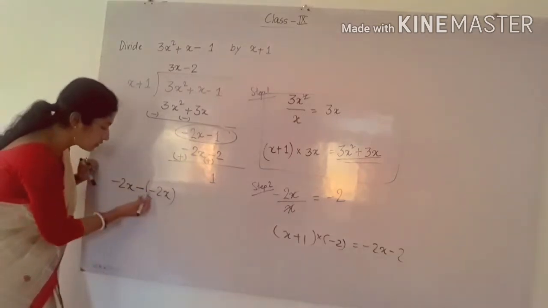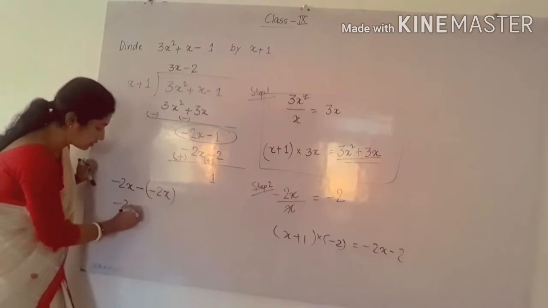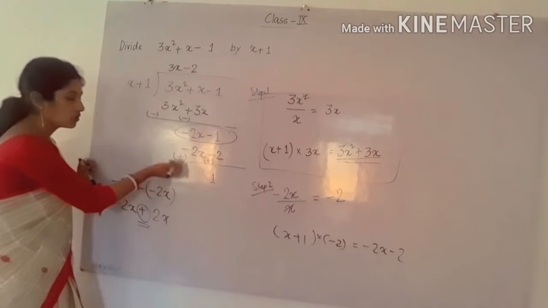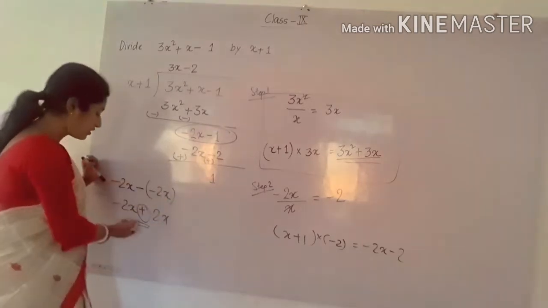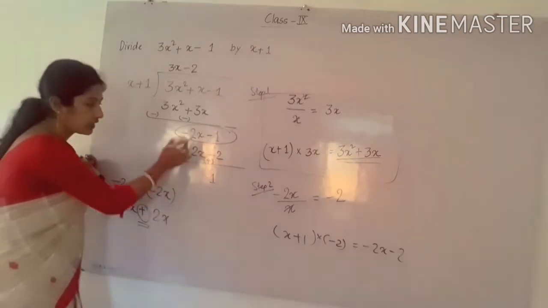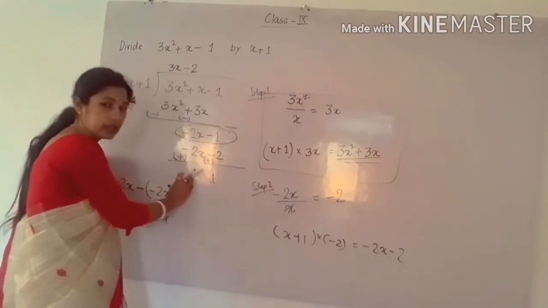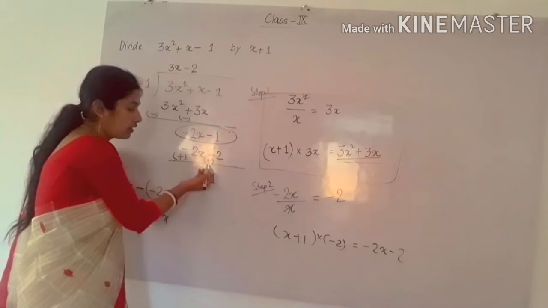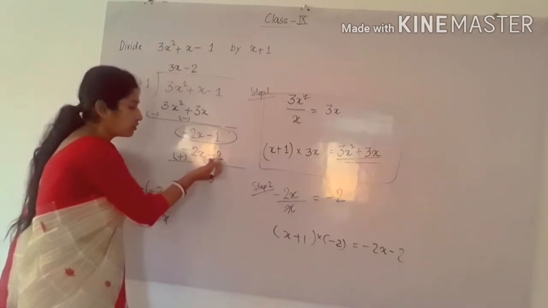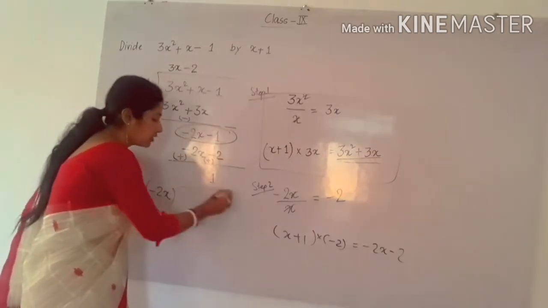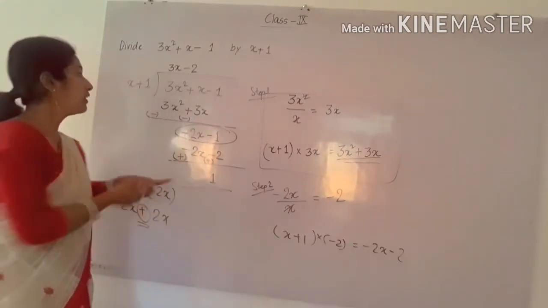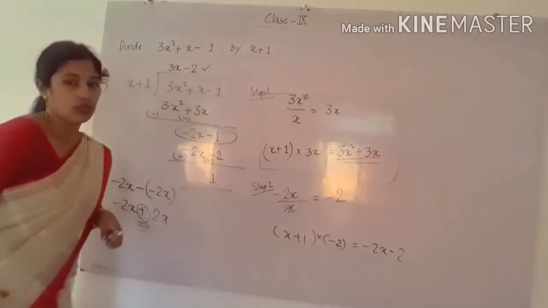So minus 2x plus 2x will become 0, so it will get cancelled, and I have not written anything here. Next is minus 1. Here again the symbol will change, and it will be plus 2. Plus 2 minus 1 will be 1, which is the remainder. This is the remainder and this is our quotient.